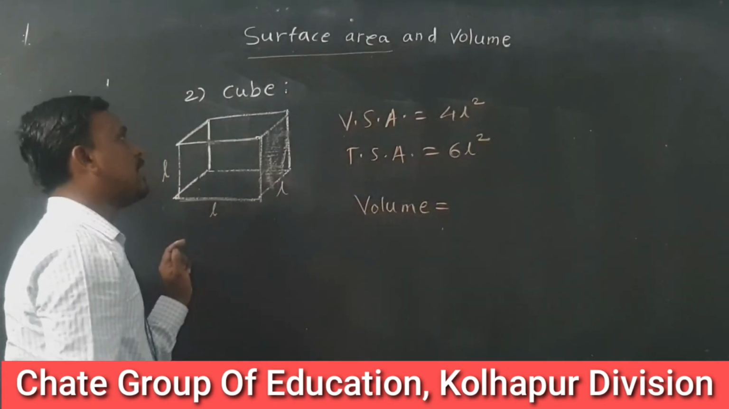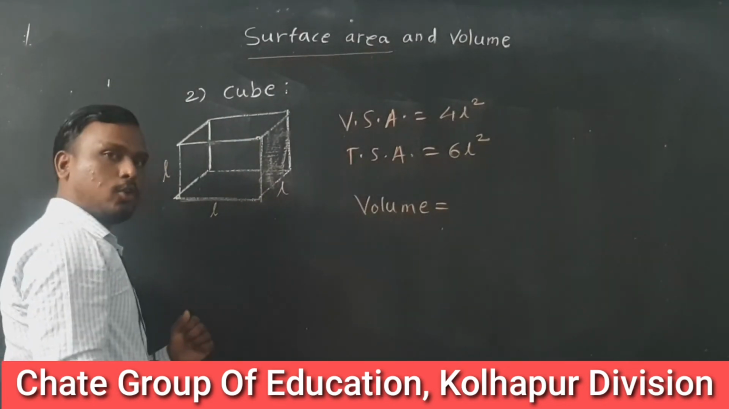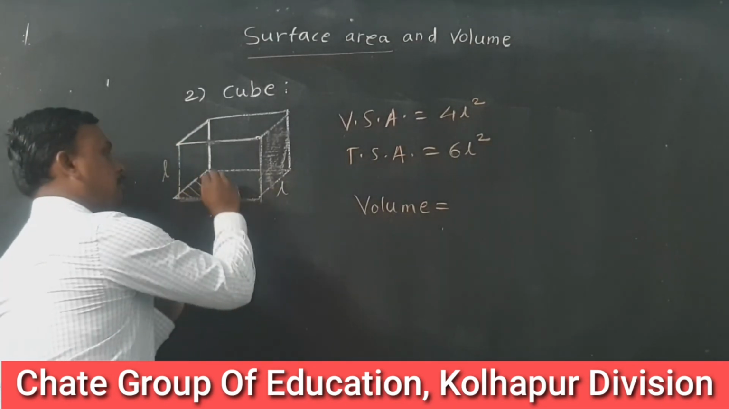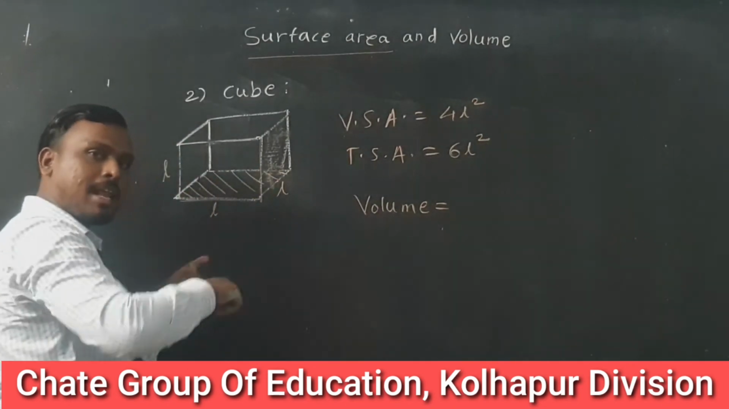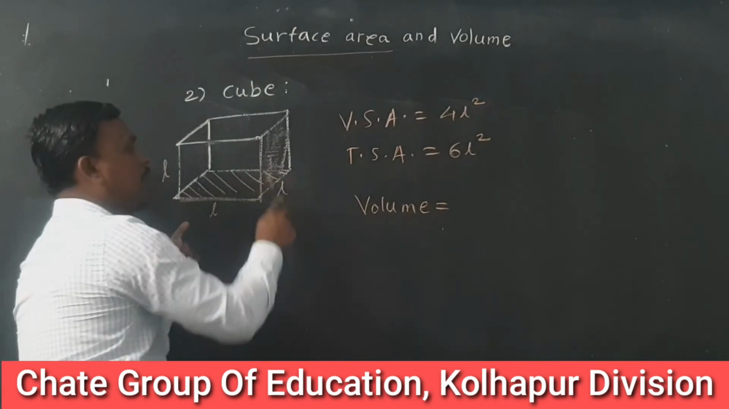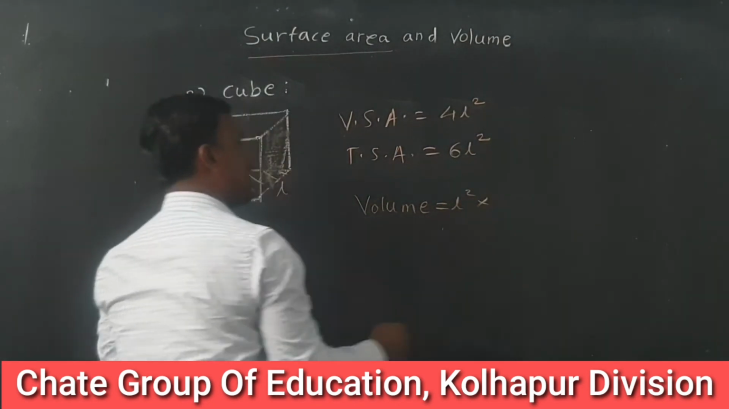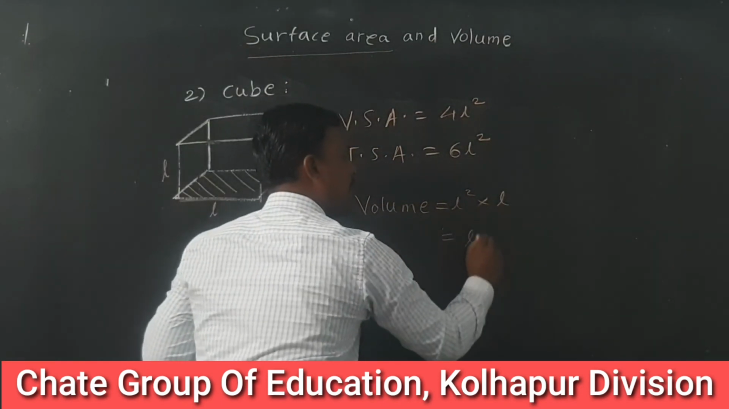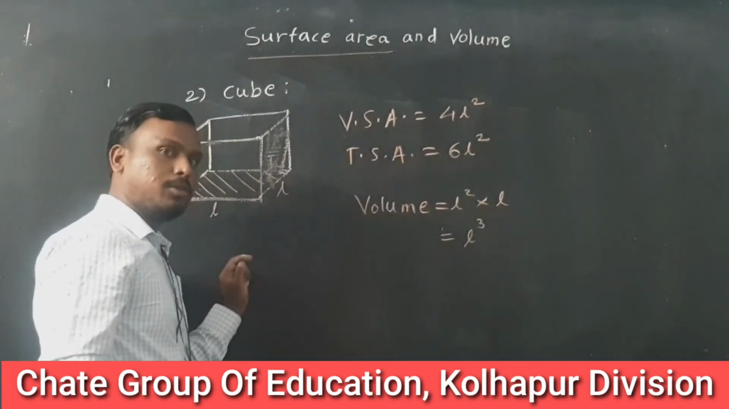Now the volume of the cube. How to find the volume of the cube? I told you, base area multiplied by height. So what is the base area? L into L, L square. Multiply. Height is again L. So L square into L, again you will get L cube. So this is the volume of the cube.